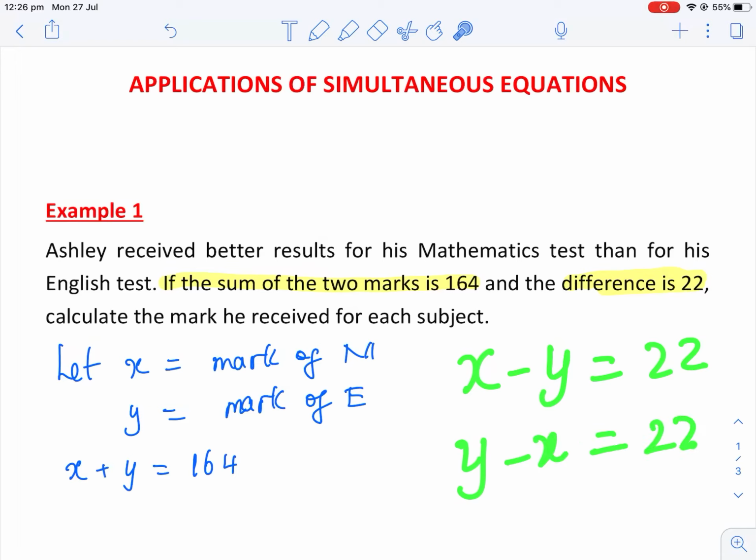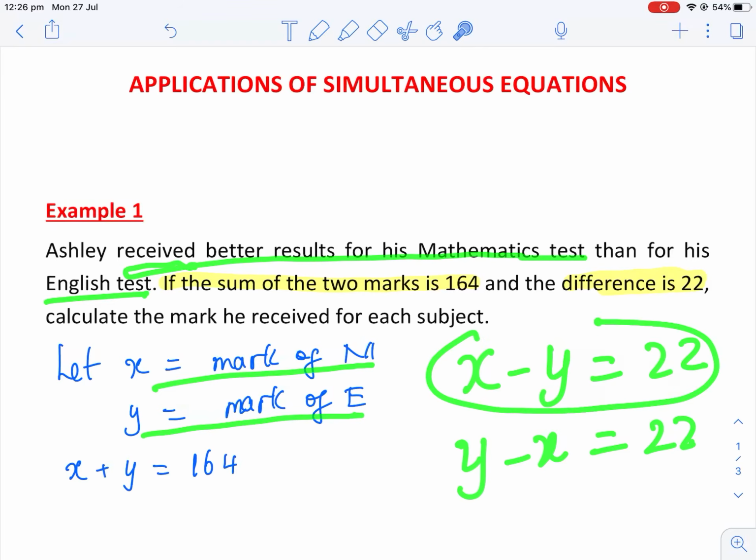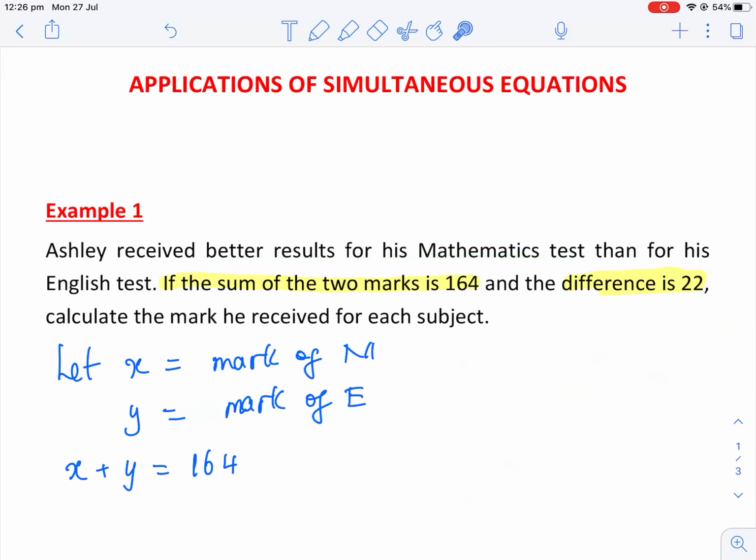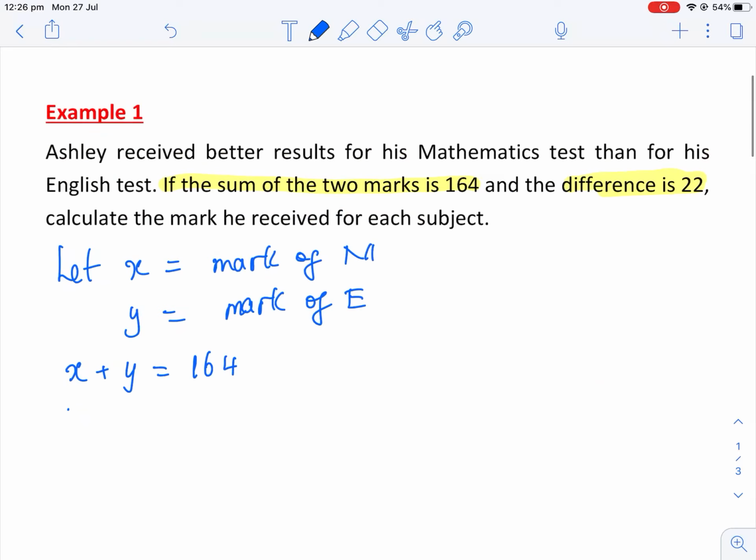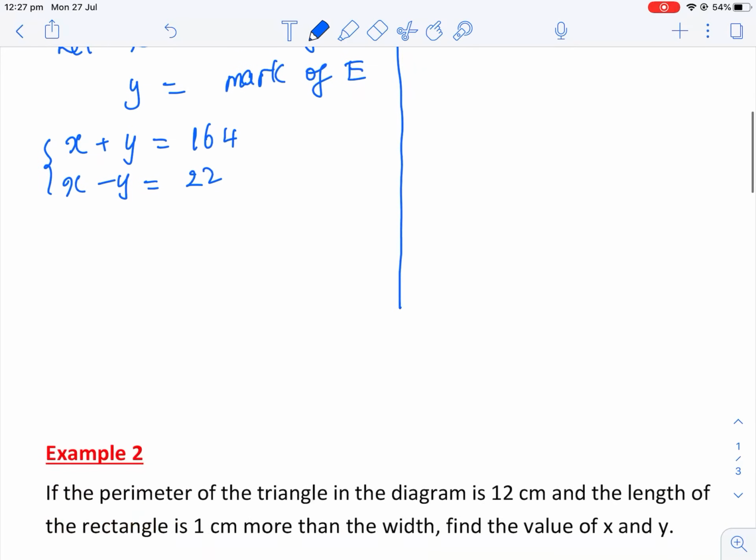So which one are we going to choose here? We look at this one. He received better results for his mathematics test than his English test. So it means that the mark for the math test is higher than the mark for the English test. So I'm going to choose this equation. Absolutely. So the second equation I have is x take away y equals 22. These two are my simultaneous equations, and we're going to solve them to find the value of x and y.